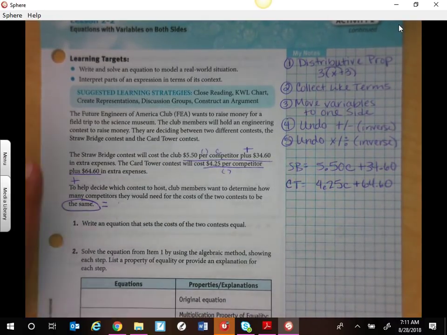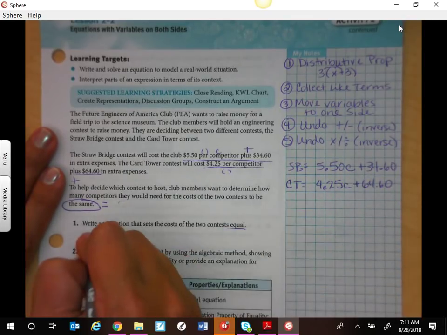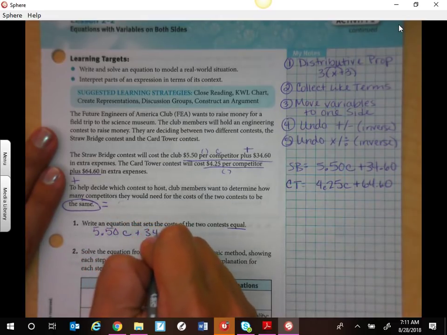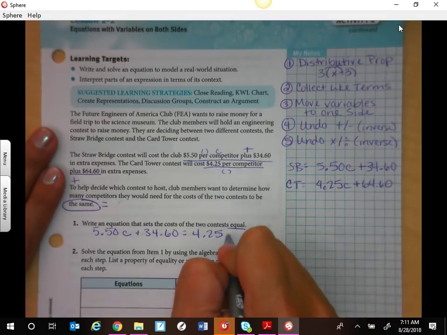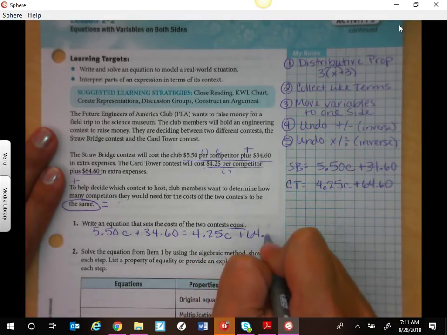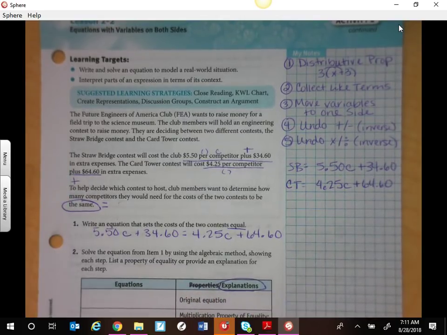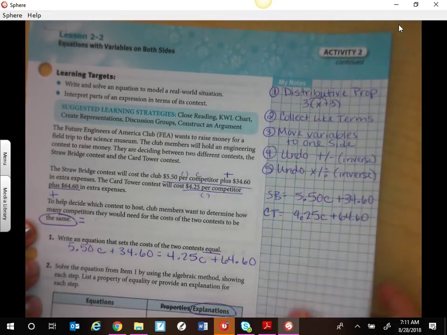To write an equation to show that they're equal, we have our two expressions, and we're just going to put an equal sign in between. So we have $5.50 per competitor plus $34.60 is equal to $4.25 per competitor plus $64.60. Now what they want us to do is solve this. We're not going to worry so much about properties as we are the explanation and what we're doing when we solve this. Our original equation, we're going to go essentially through the five steps we talked about earlier.